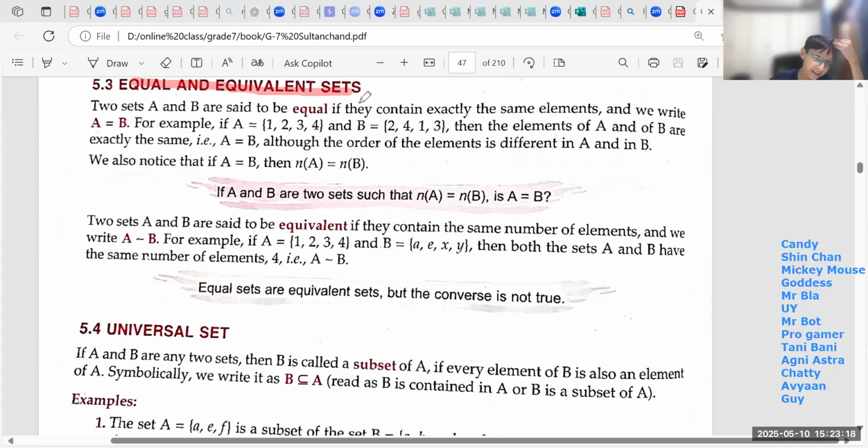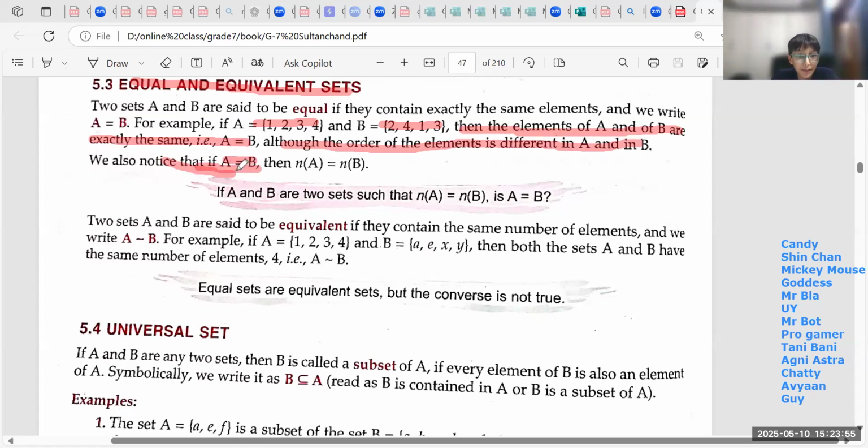Equal and equivalent sets. Two sets A and B are said to be equal if they contain exactly the same elements and we write A = B. For example, if A = {1, 2, 3, 4} and B = {2, 1, 1, 2, 4, 1, 3}, then the elements of A and B are exactly the same. That is, A = B, although the order of the elements is different in A and in B.